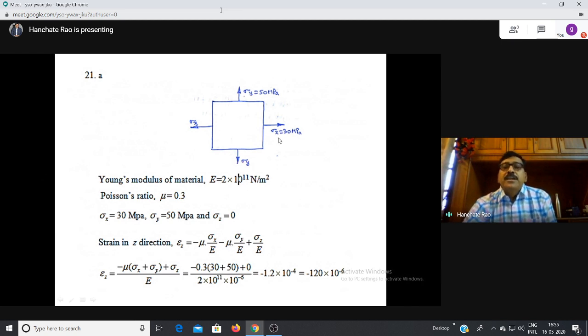Sigma x is 30, sigma y is equal to 50, E is 2 into 10 to the power of 11, mu is equal to 0.3. So substituting in this equation, sigma z is equal to 0, you get epsilon z is equal to minus mu times sigma x by E minus mu times sigma y by E, or taking minus mu common, minus mu into (sigma x plus sigma y) by E. Sigma z is 0, don't bother. So if you substitute, you will get epsilon z.